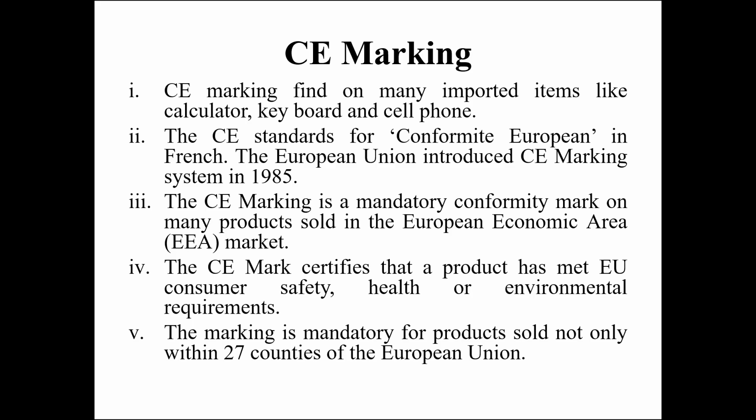Next one, CE marking. CE marking is found on many imported items like calculators, keyboards, and cell phones. The CE stands for Conformité Européenne in French. The European Union introduced the CE marking system in 1985. The CE marking is a mandatory conformity mark on many products sold in the European Economic Area market. The CE mark certifies that a product has met European Union consumer safety, health, and environmental requirements. The marking is mandatory for products sold not only within the 27 countries of the European Union.